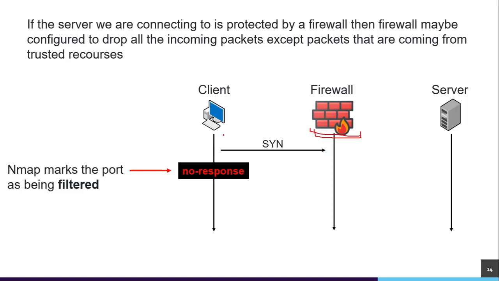Our client will send the TCP packet with the SYN flag set to the server. It's going to be intercepted by the firewall. The firewall will simply drop the packet and send no response.